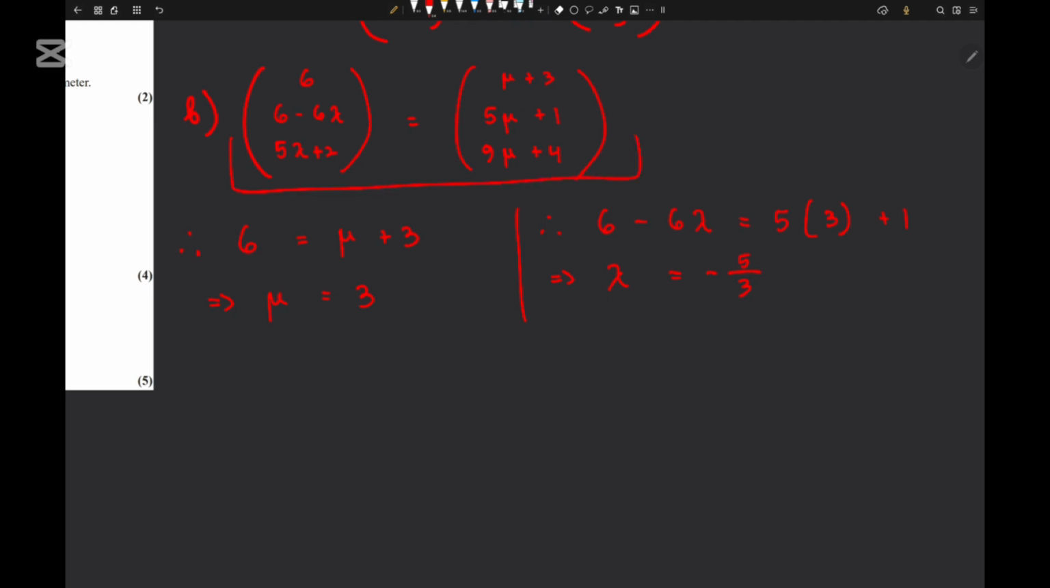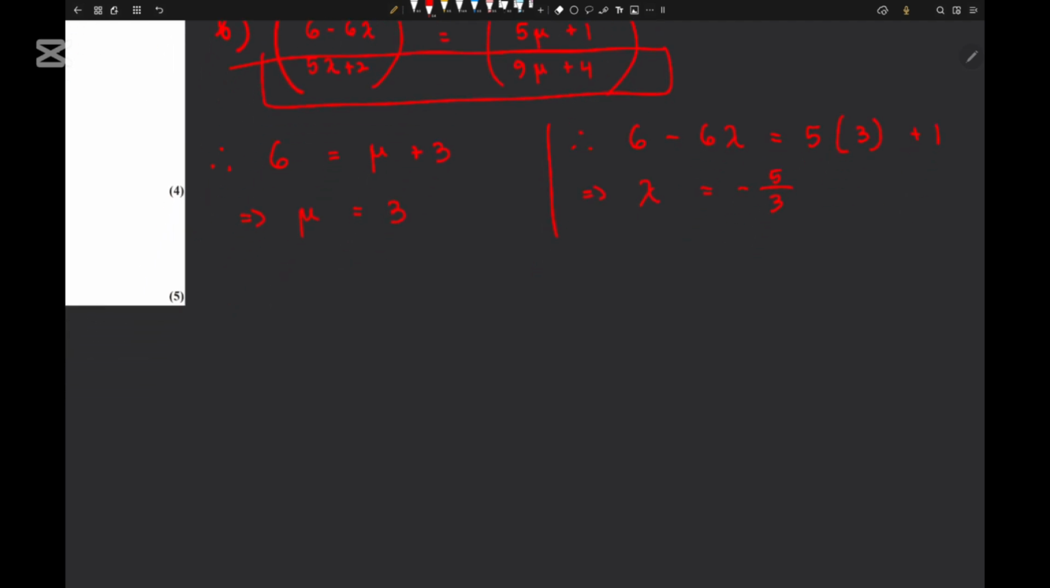Now if we equate the third pair of values, which is the last values, you can substitute any one of the values of lambda or mu. Let's say that I want to substitute the value of mu, so I should get the value of lambda as minus 5 over 3 if these two lines do meet. So this will be 5 lambda plus 2 equals 9 mu plus 4. So if lambda is not equal to minus 5 over 3, we can end with a conclusion saying that these two lines do not meet.